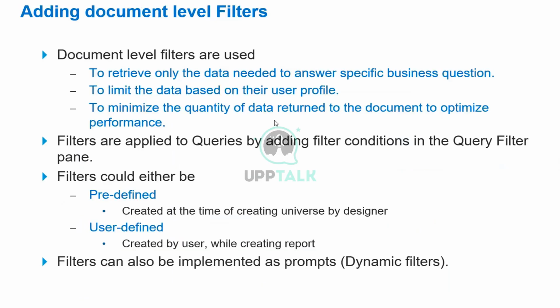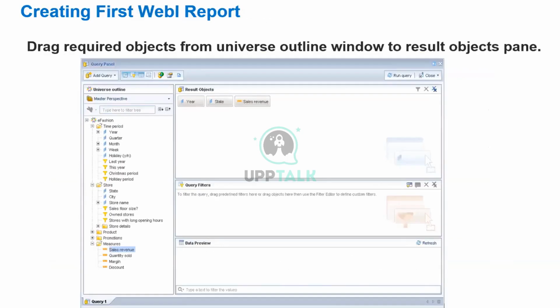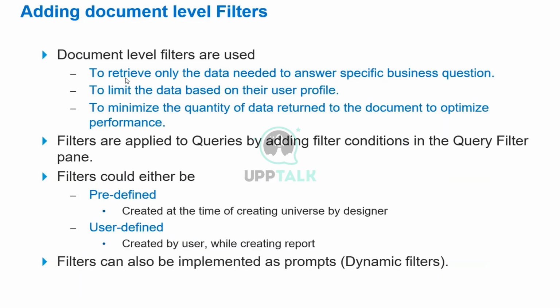There are also document level filters available. Here the query filters are there. This option, query filters, is used to filter the data at a document level. Whatever filters we put here will be applied to the total document, the total report. For every tab, it will be applied. That is called a document level filter.